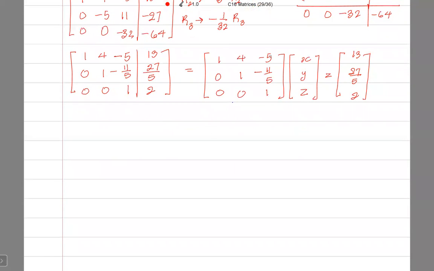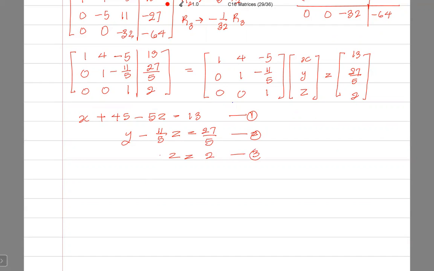So with that in mind, let's get my 3 equations. My 3 equations are x plus 4y minus 5z is equal to 13, equation 1. Y minus 11/5 z is equal to 27/5, equation 2. And z is equal to 2, equation 3.